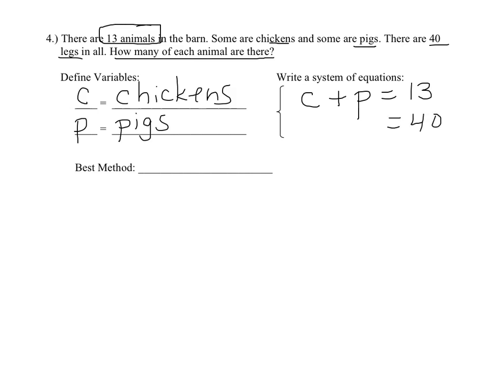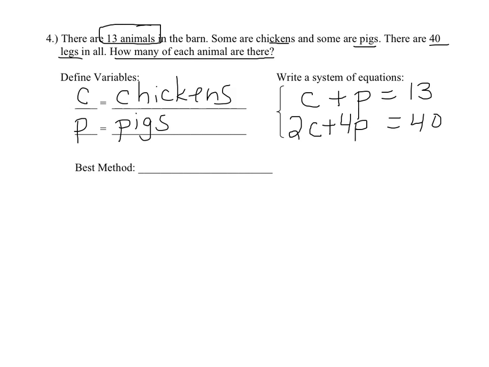If you think about it, how many legs do chickens have? They have 2 legs. So every chicken times 2 is going to give you how many legs you have on the chickens. And then pigs, they have 4 legs, so you're going to do plus 4P. That's got to equal 40. So the best method here, you have 2 choices. You have to do something for elimination and you have to do something for substitution.